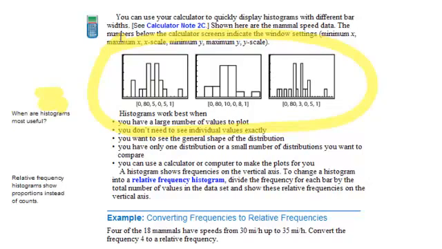Okay. Here again, when are histograms useful? The bullet points to go with that. You have a large number of values, which is just the opposite of the dot plot. You don't need to see individual ones, so again, just the opposite of a dot plot. You want to see the general shape of the distribution, which they have in common. A dot plot and a histogram both will allow you to see the shape. You only have one distribution or a small number of distributions. That's the same as a dot plot. You can use a calculator or computer to make the plots for you.